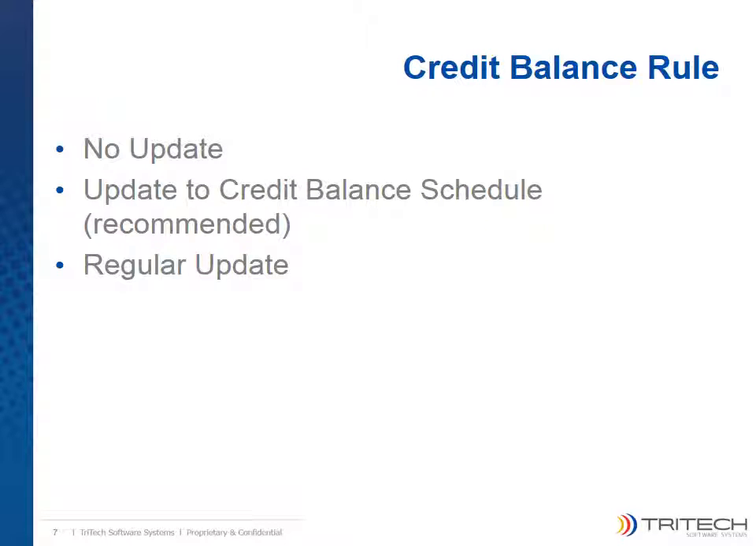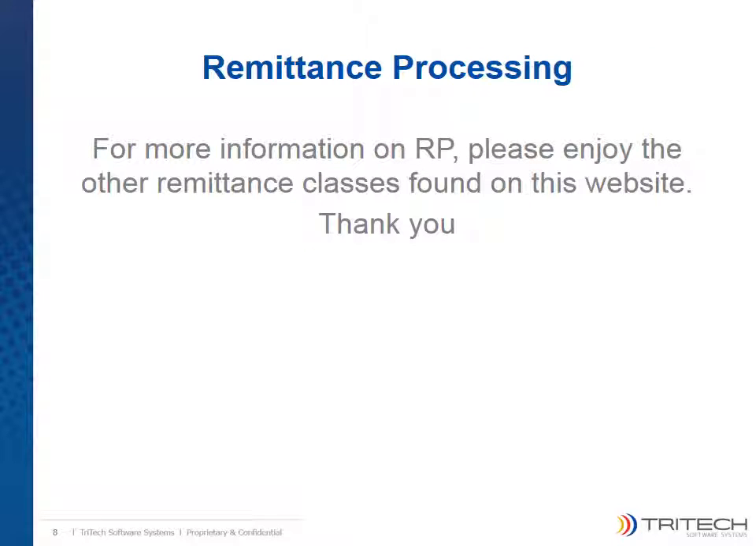The final rule to be configured is the credit balance rule. The options for the credit balance rule mirror those of the zero balance rule. Once all three rules have been configured for a source directory, click the Accept button. When you have completed configuration of all the source directories, click the Save Settings button. For more information on the configuration or usage of remittance processing, please view the other presentations in the remittance processing series.